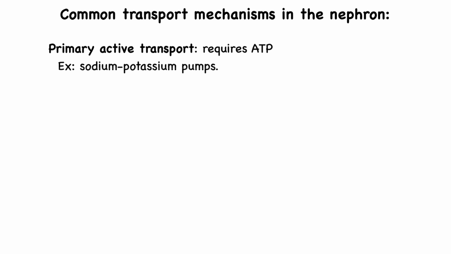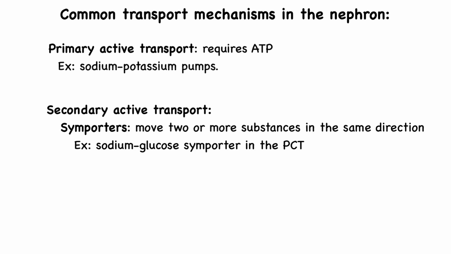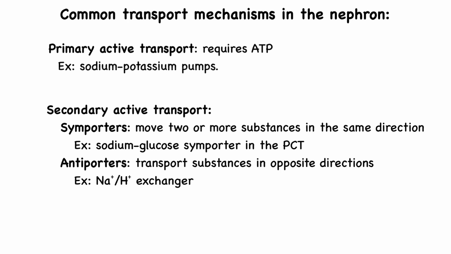And then there's secondary active transport. This is where symporters move two or more substances in the same direction across the membrane. For example, in the proximal convoluted tubule, the sodium glucose symporter allows sodium and glucose to enter the cell together, enabling glucose reabsorption. There are also antiporters, which transport substances in opposite directions.